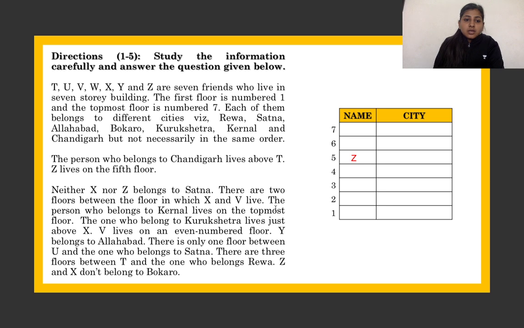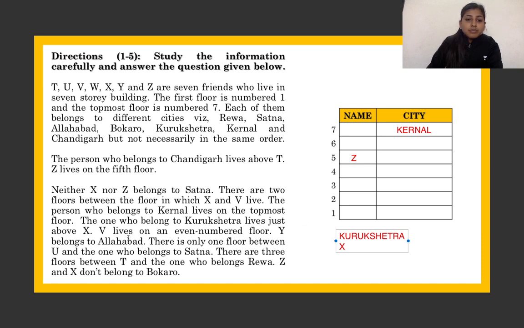The person who belongs to Karnal lives on the topmost floor, so that you can directly put in here. Karnal. Next, the one who belongs to Kurukshetra lives on the floor just above X. Now Kurukshetra has to be just above X. But we don't know where these two are for now, so we'll just put it as a visual clue.